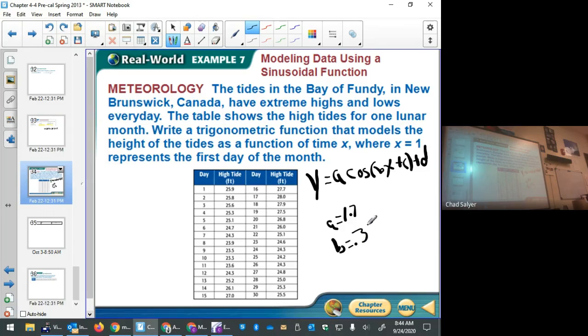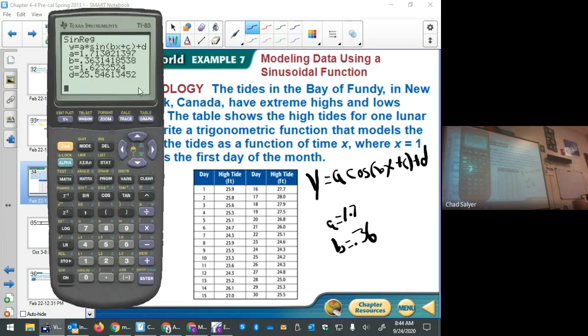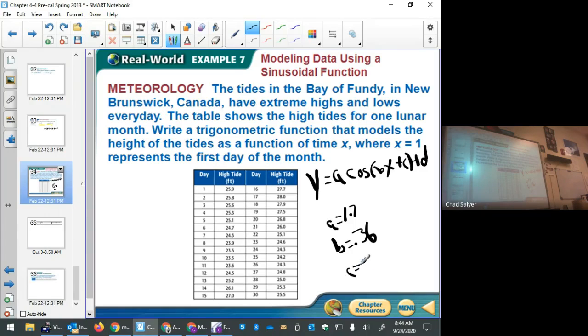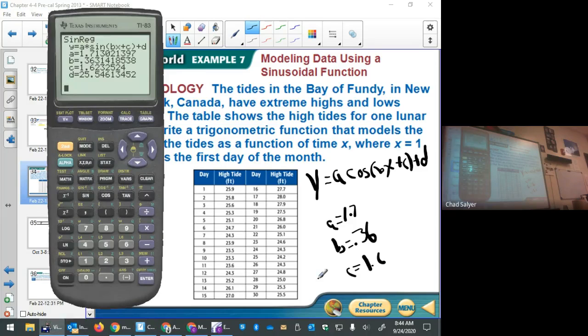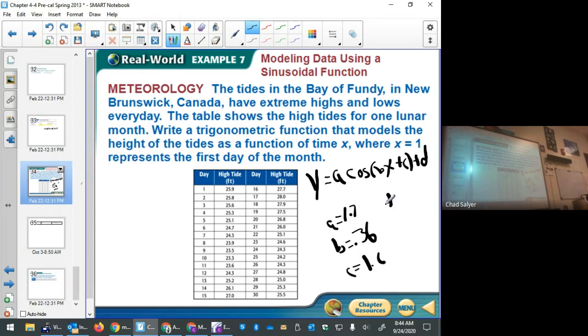Yeah, your calculator can't do cosine stuff. But hopefully it shouldn't make much difference. We'll test it and see. C equals about 1.6. And then actually the C value is where we're going to find some differences. I think our C value will just be 0 for the cosine, but we'll experiment with that. D equals about 25.5.